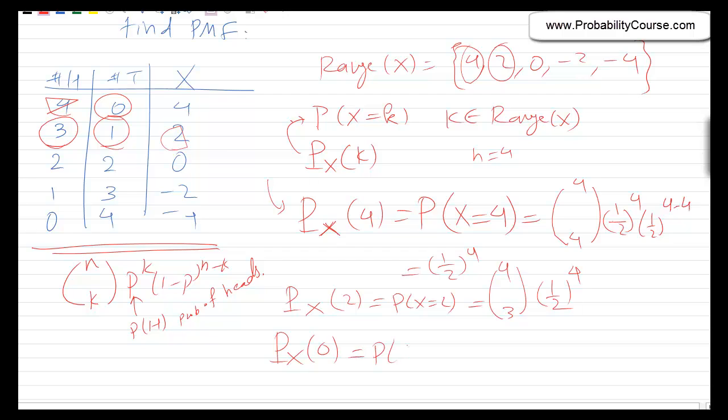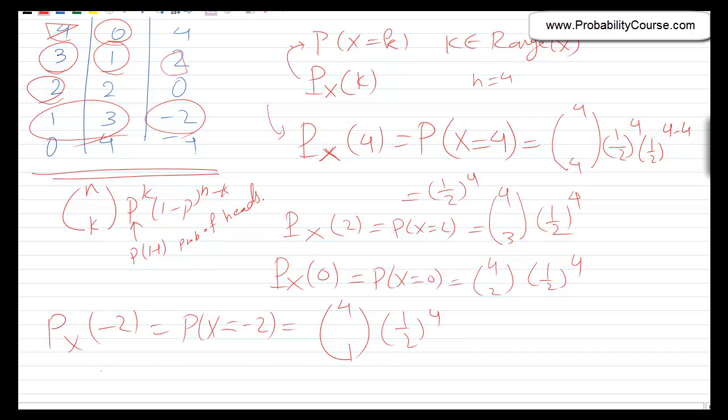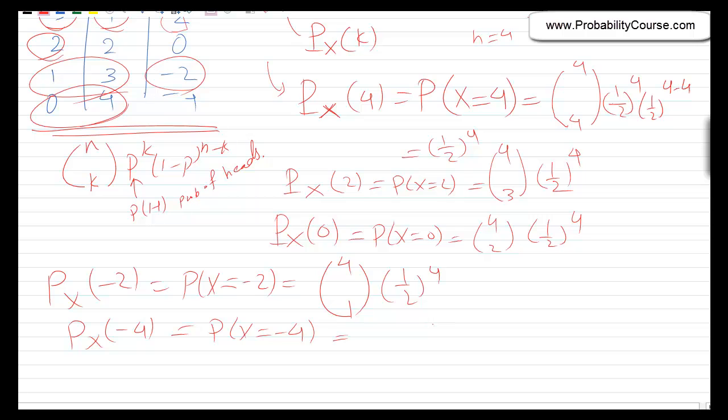Similarly, p_x of 0 is going to be the probability that x is equal to 0, which is the case that I observe 2 heads, so it's just 4 choose 2, 1/2 to the 4. And p_x of minus 2 is going to be the probability that x is equal to minus 2, which is the probability that I observe 1 head, 4 choose 1, 1/2 to the 4. And finally, p_x of minus 4 is the probability that x is equal to minus 4, which is the case when I observe 0 heads, and that probability is simply 1/2 to the power of 4.